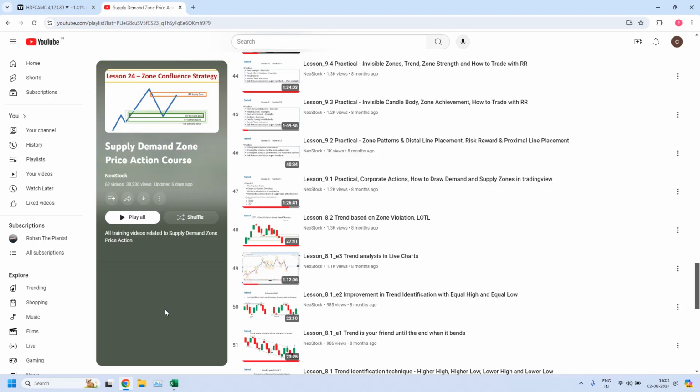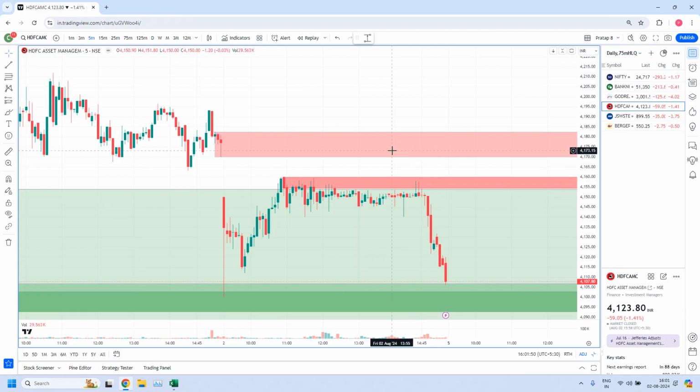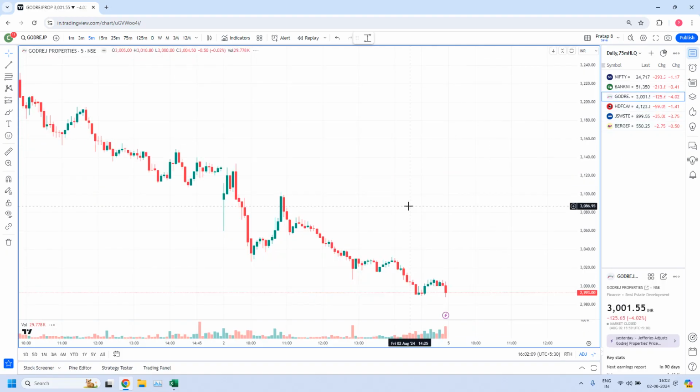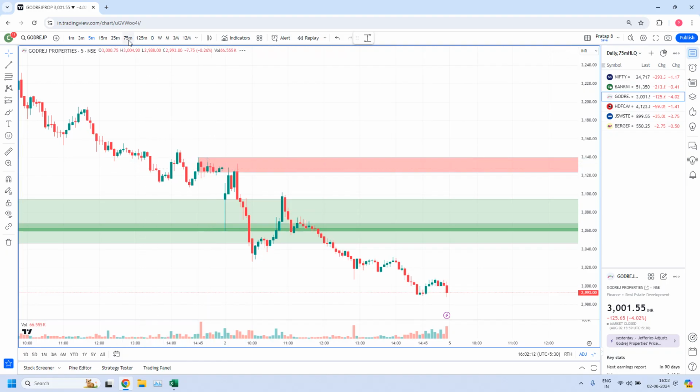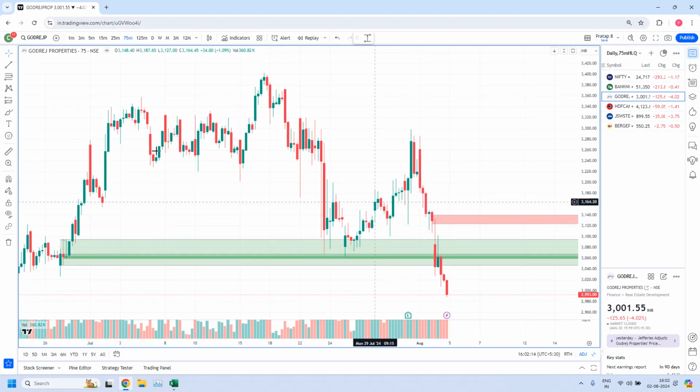Now let's get into the analysis of high liquidity zones generated from our yesterday's end of the day report. Yesterday from the end of the report, 4 high liquidity zones were identified. One is HDFC Bank, another one is Godrej Properties, JSW Steel and Burger Paints. So let me start with Godrej Properties. This is a 75 minutes high liquidity demand zone.